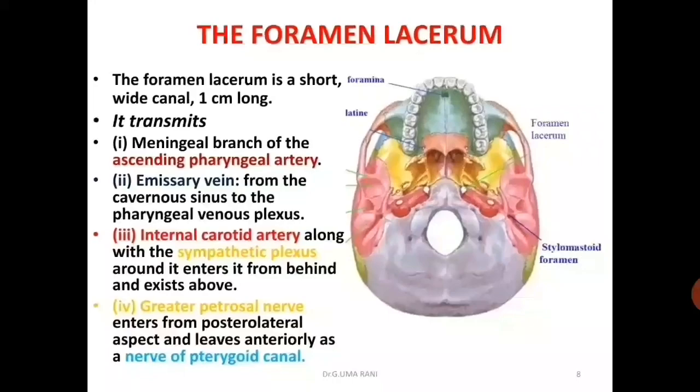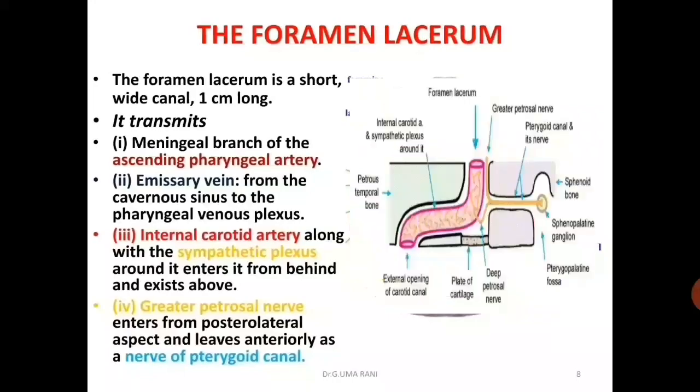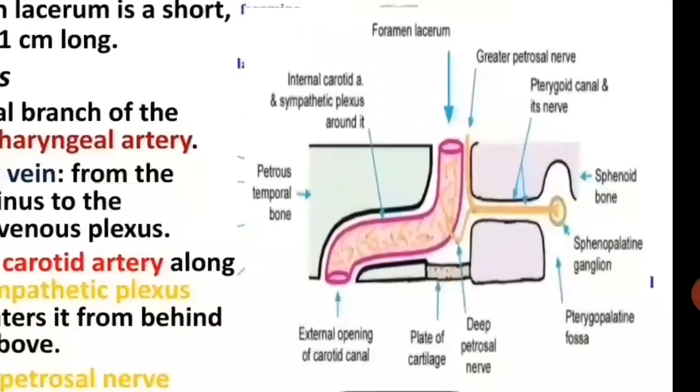It transmits the meningeal branch of the ascending pharyngeal artery, and an emissary vein from the cavernous sinus to the pharyngeal venous plexus. Another is the internal carotid artery. In this image you can see the internal carotid artery along with the sympathetic plexus, and it enters from behind and exits above. Along with this internal carotid artery, the greater petrosal nerve enters from the posterolateral aspect and leaves anteriorly as the nerve of the pterygoid canal.